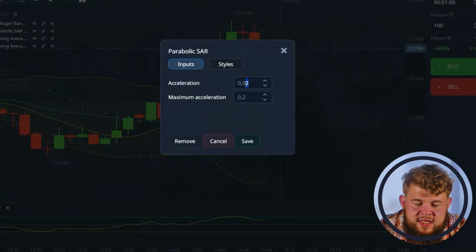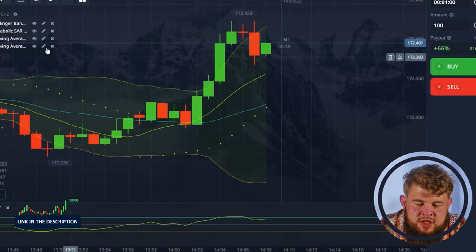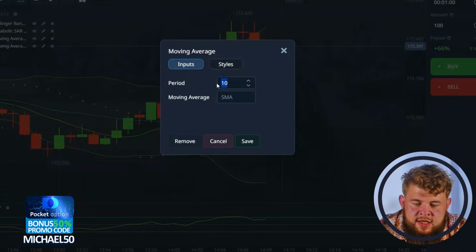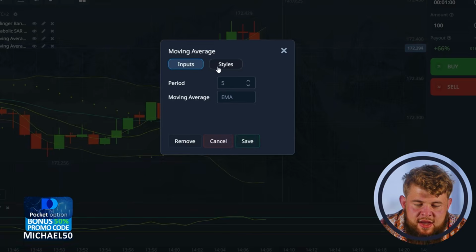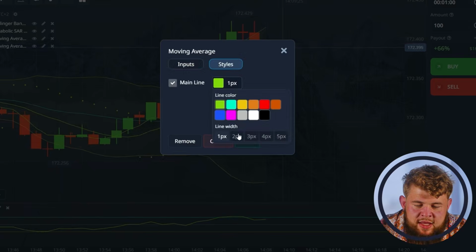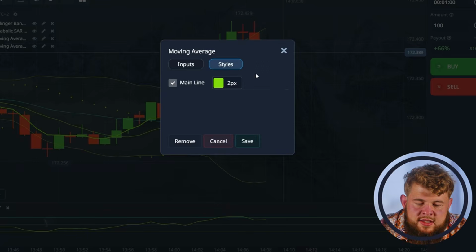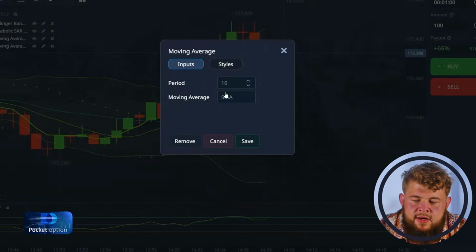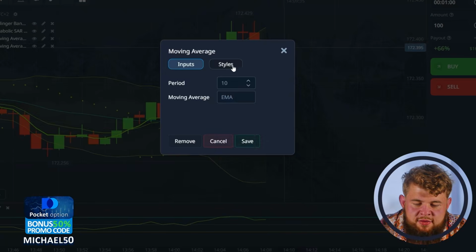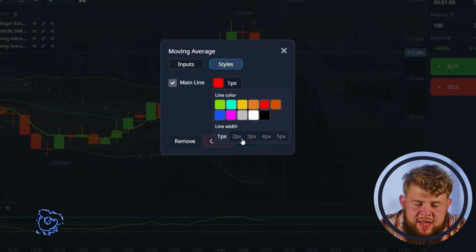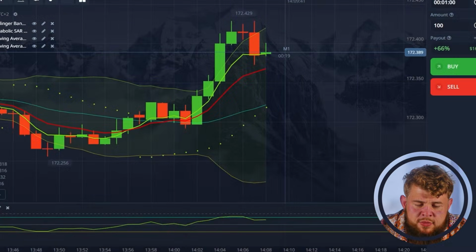Save. Now let's set the Parabolic SAR. The acceleration will be 0.015. Now let's set the moving average. The period will be 5. It will be EMA. The colors are done. Now the second moving average, it will be also EMA. Color will be red. We stop with 2 pixels.